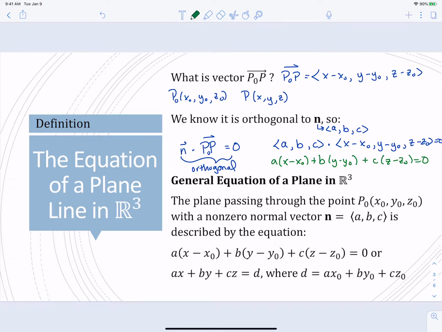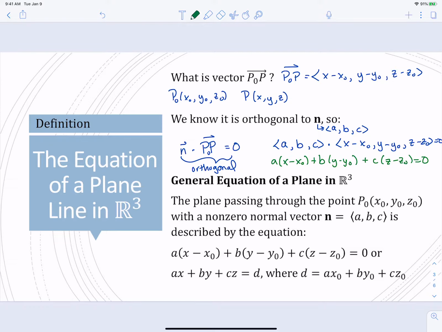So that's so cool, because now we have the general equation of a plane in R3. We've got our plane that goes through our given point, and then we have that normal vector. And then the equation of our plane is the a component of our normal vector times x minus x sub 0, plus the b component of our normal vector times y minus y sub 0, plus the c component of our normal vector times z minus z sub 0.